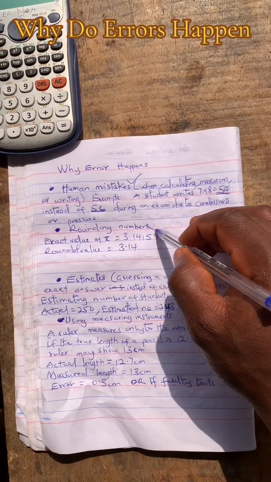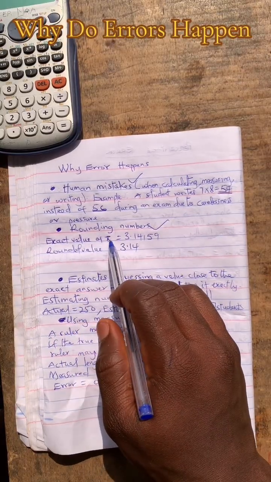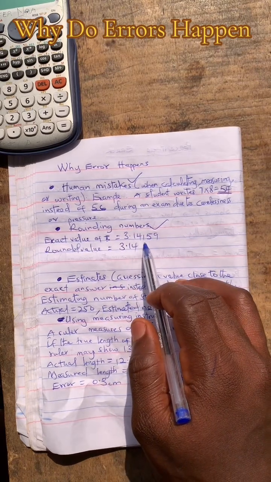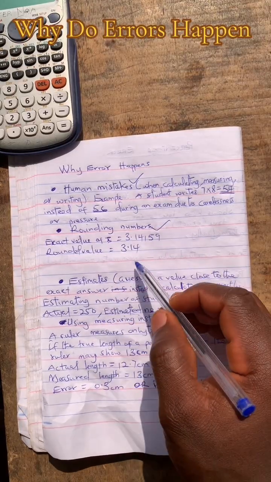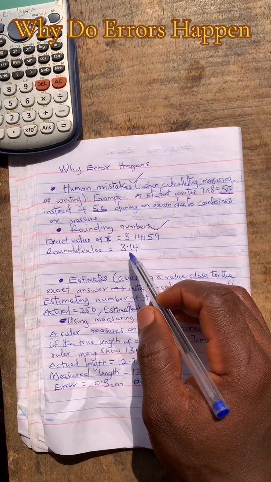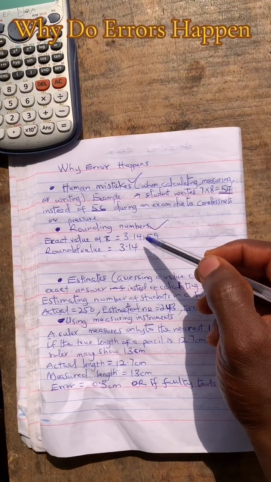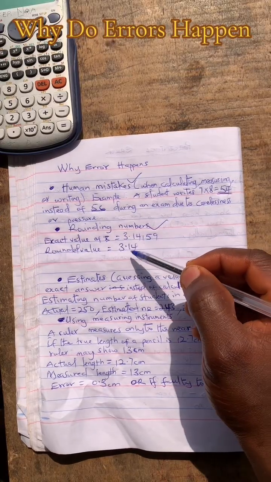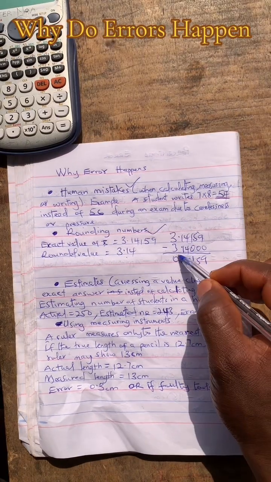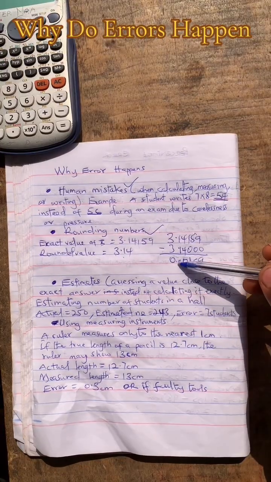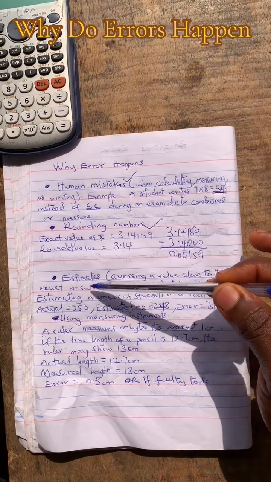Again, rounding numbers. Let's take pi for example. The exact value of pi is 3.14159, but sometimes it is rounded as 3.14. In this case, if you subtract 3.14 from the exact value, the error is 0.00159.